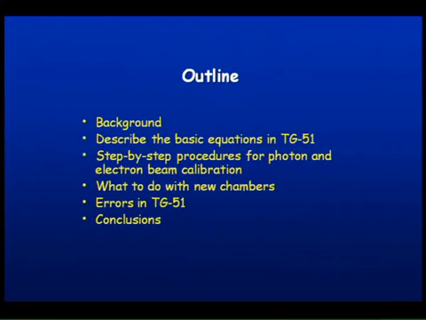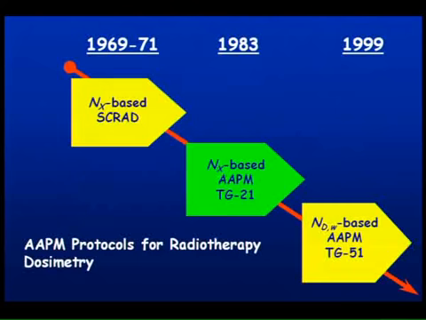Here is an outline of my presentation. Just a slide on the background of why we went to TG51. Then I'll describe the basic equations in TG51, step-by-step procedures for photon and electron beam calibration, and then what the protocol recommends for chambers that have not been included in TG51. Some errors identified in TG51, followed by conclusion.